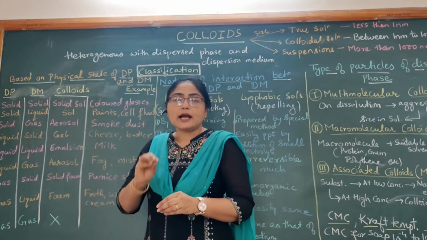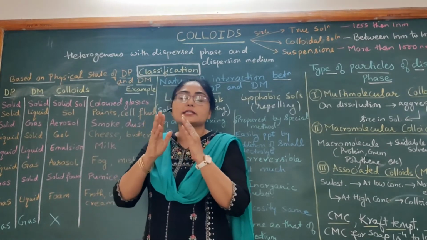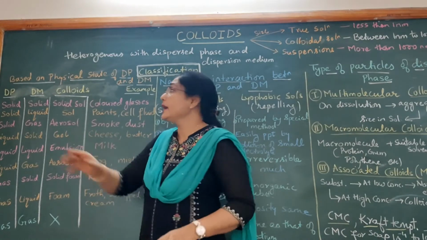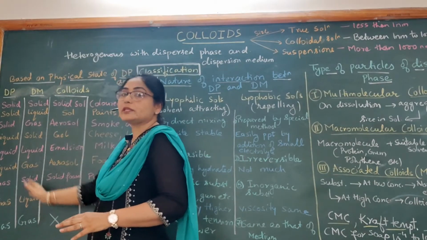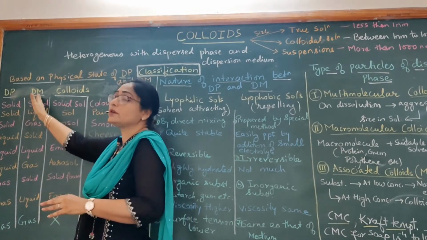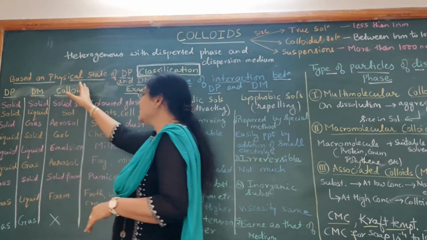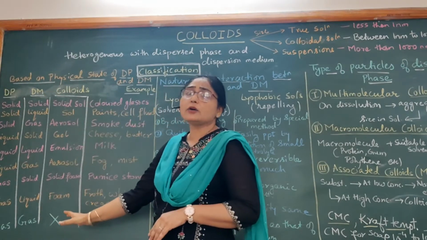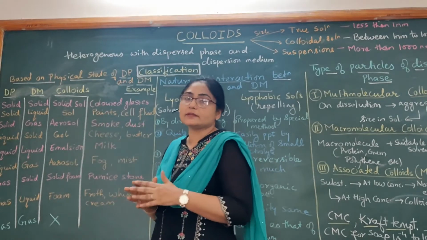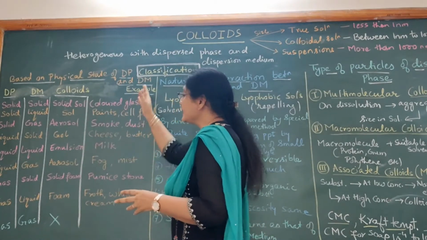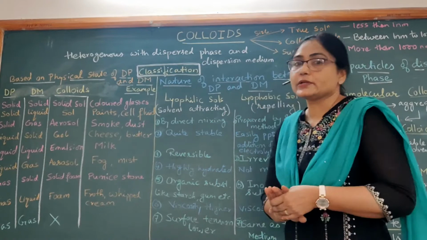Dispersed phase, they are the smaller particles which have been suspended, which are being dispersed in the dispersion medium. So this is for dispersed phase and this is for dispersion medium. And these are for colloids. These are the different names that have been given to colloids, and these are certain examples.